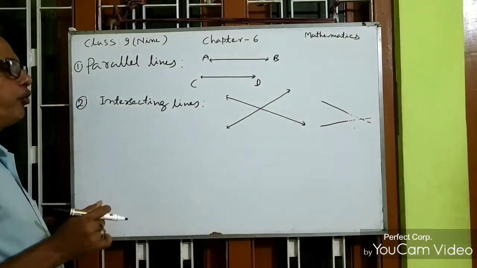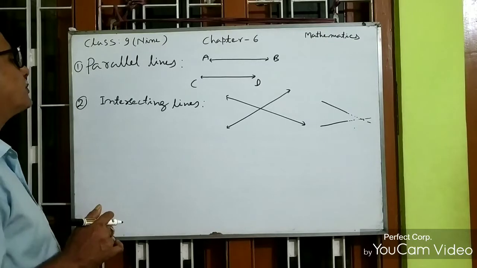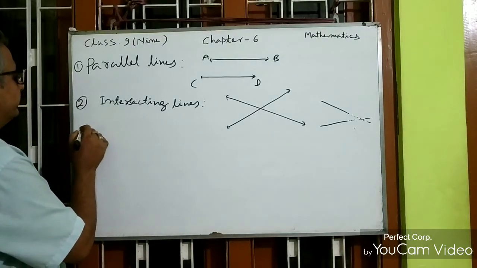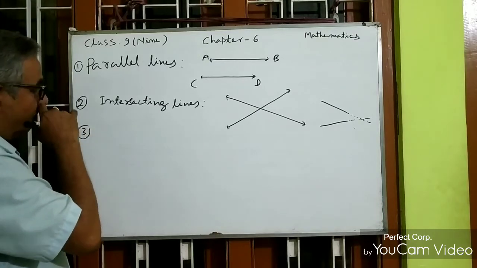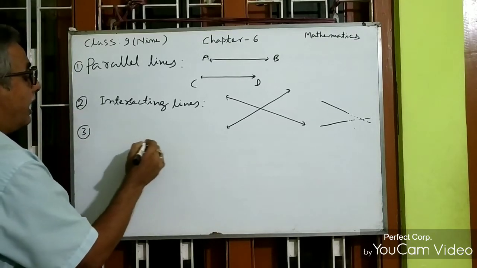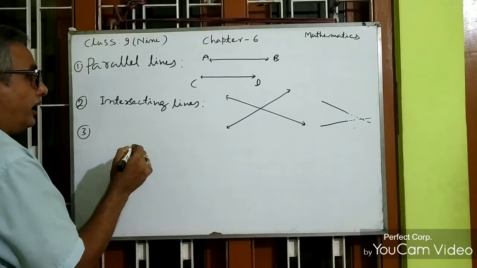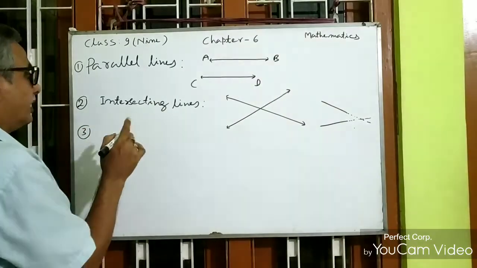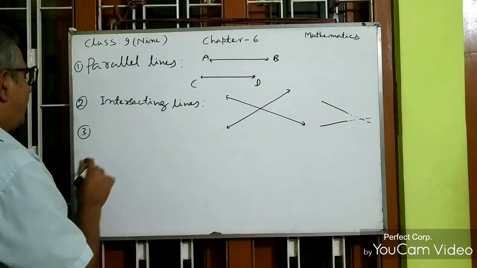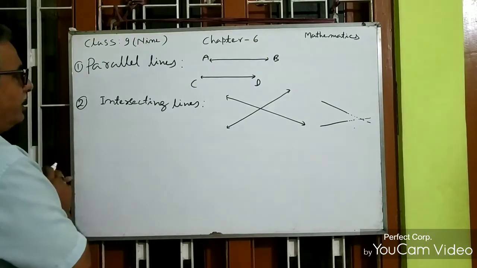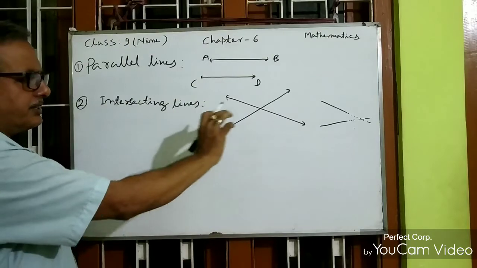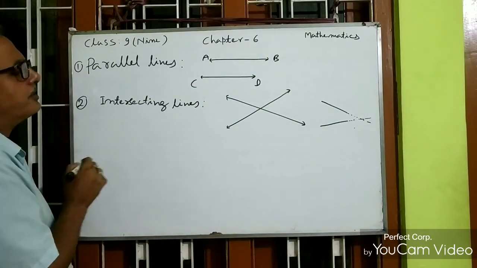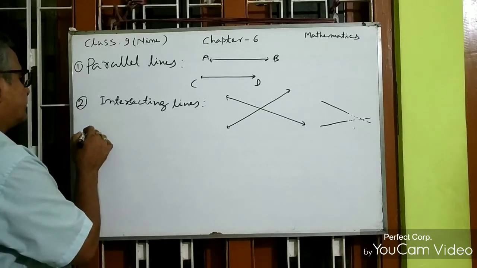After that, for your knowledge, something I want to explain. Here you see, for the angles also something is left. What are those? That I will discuss later on, or better I should discuss now only. So parallel lines and intersecting lines, it is very much clear. Now adjacent angles means what? Adjacent angles.